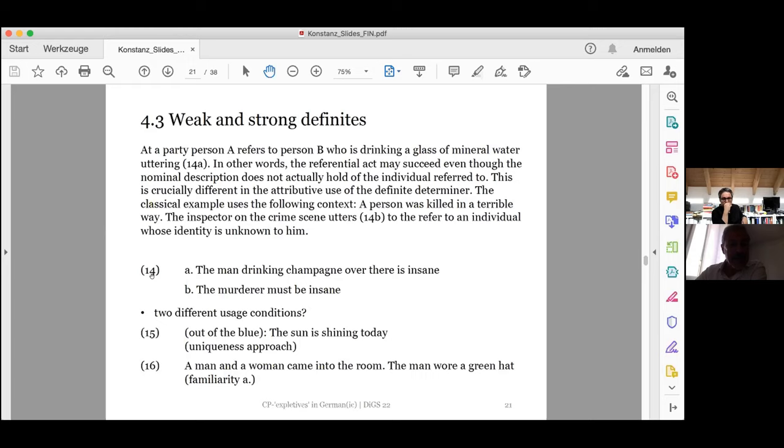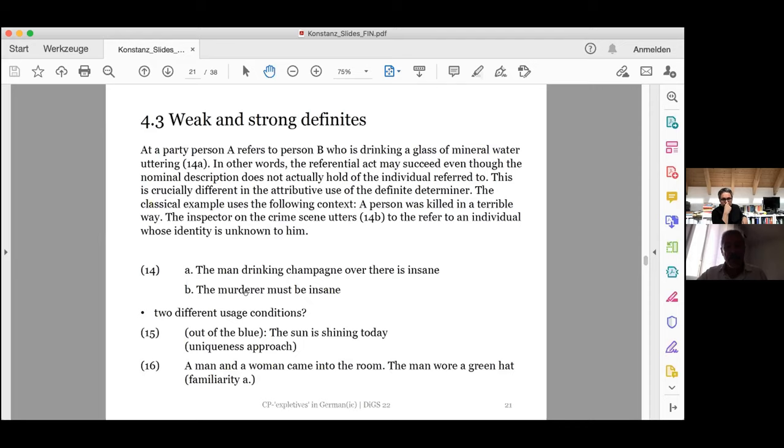The background for 14a is that A refers to a person in the other corner of a room, but clearly sees him and is pointing to him. That person is drinking a glass of mineral water. And A says, "The man drinking champagne over there is insane." The point is the reference can succeed even if the description fails, which is completely different in the attributive use.